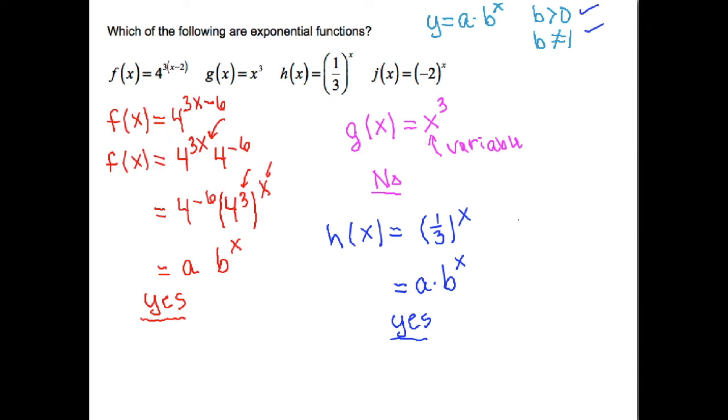And lastly, when I look at j of x is equal to negative 2 to the x, notice the base, negative 2, is not greater than 0. j of x is not an exponential function. Thank you.